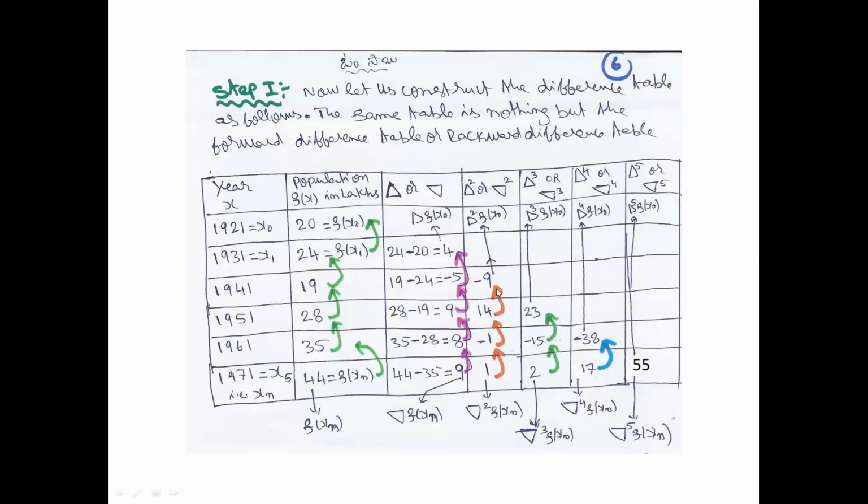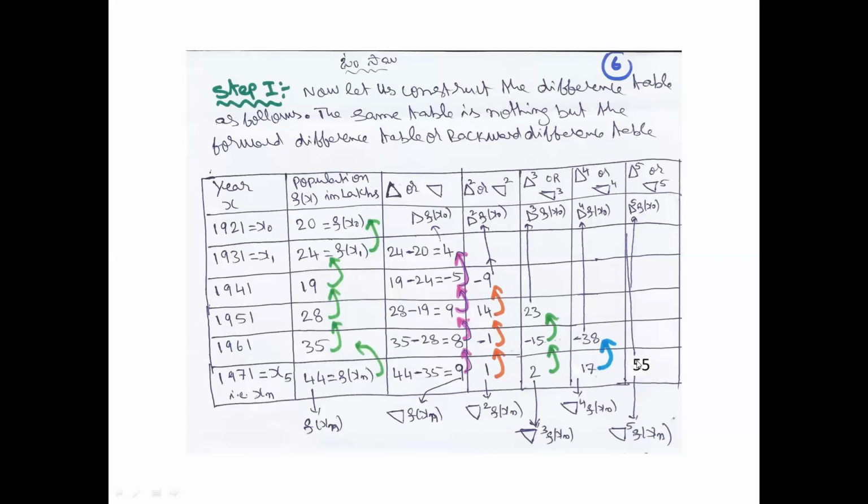Again, observe the red color arrow mark direction. 14 minus of minus 9 is 14 plus 9, that is 23. Minus 1 minus 14 is minus 15. 1 minus of minus 1 is plus 2. Similarly, minus 15 minus 23 is minus 38. 2 minus of minus 15 is plus 17. In the next column, 17 minus of minus 38, that is plus 55.